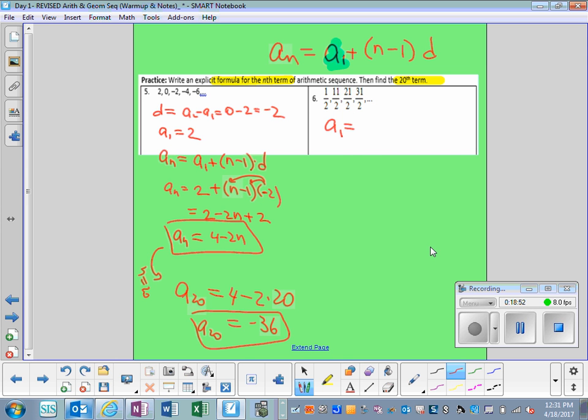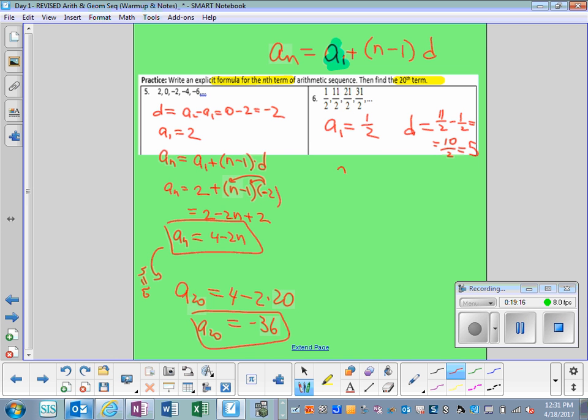1/2. Sorry, 1/2 is the first term of the sequence. What is my D? 5. So it's the difference between two consecutive terms. So 11 over 2 minus 1 over 2 is 10 over 2, which is 5. So D is 5. So I know A1, I know D.